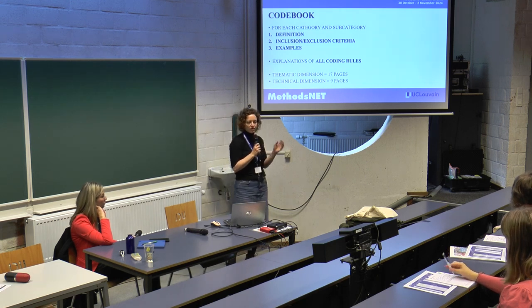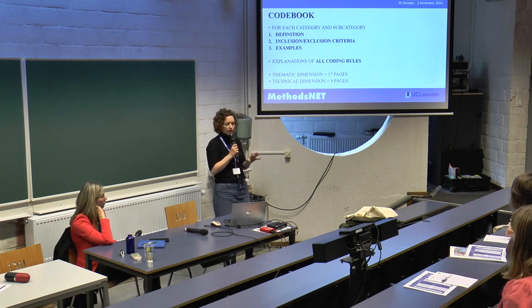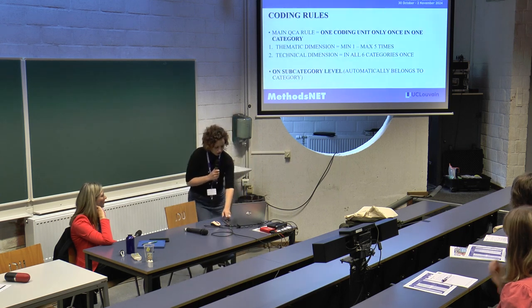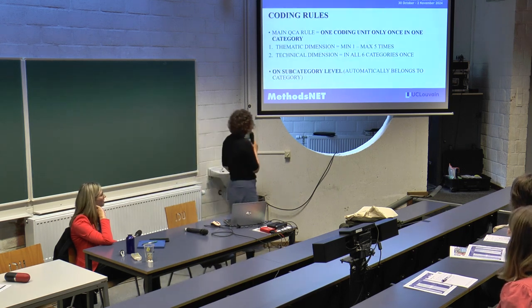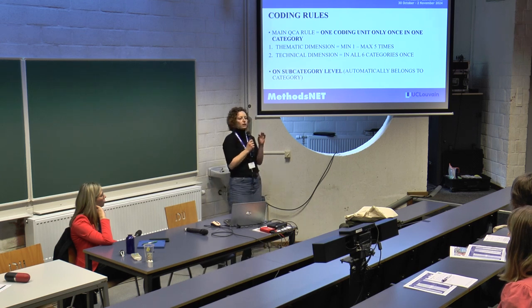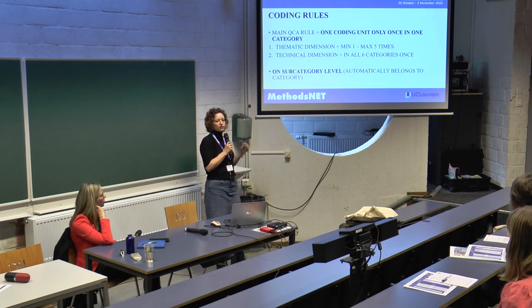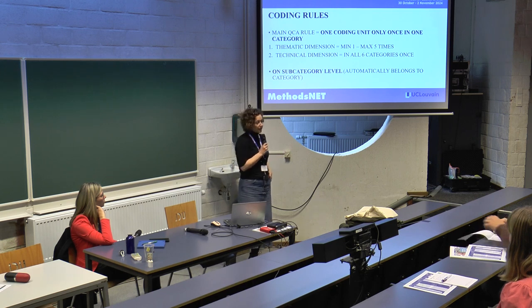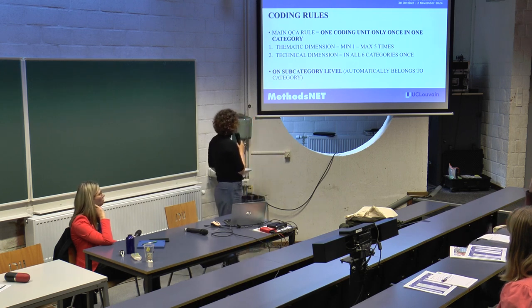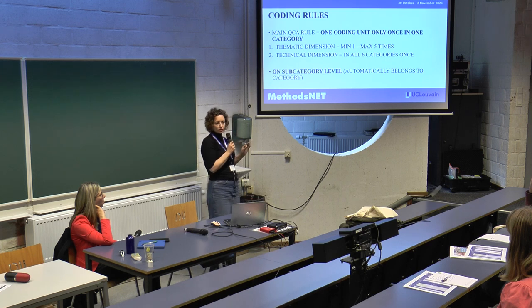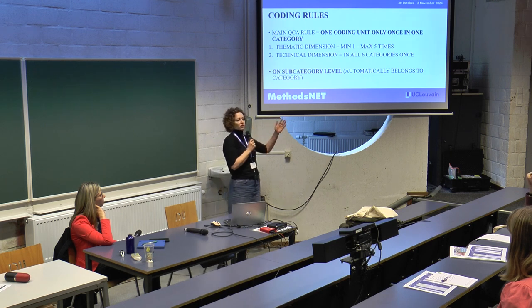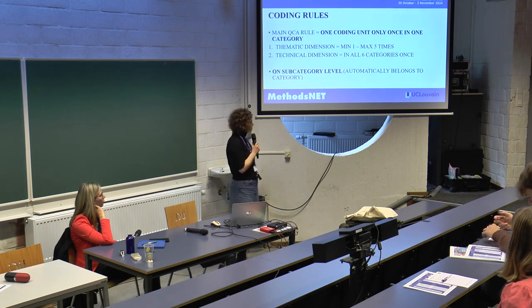So explanations, if you see the data, put them here and do not put them in some other code. For the rules, Anka already explained the main rule: one coding unit could fit only into subcodes of one main code or one category. That meant for us, for the thematic dimension, that one coding unit could be coded once or up to 5 times, because there are 5 main categories: sectoral, evaluation, process, and so on.